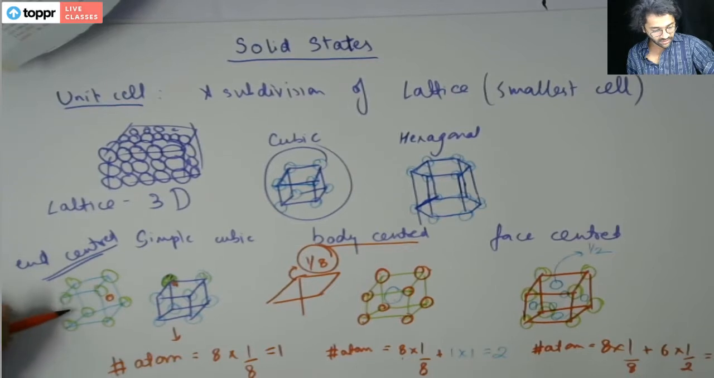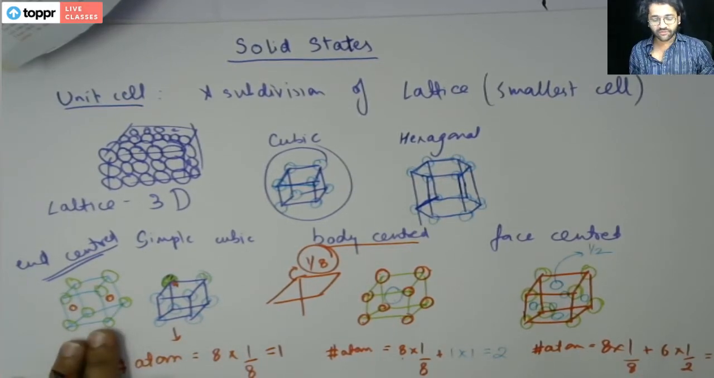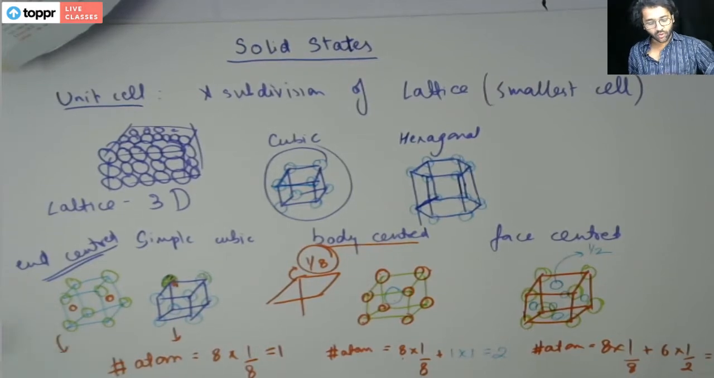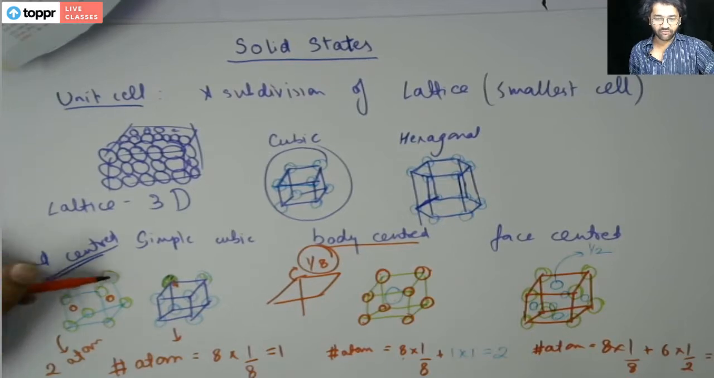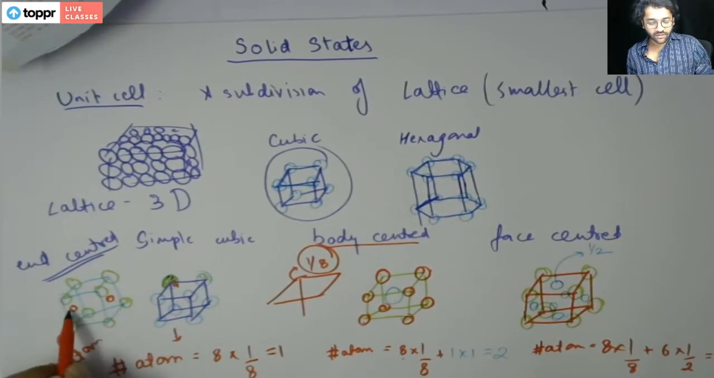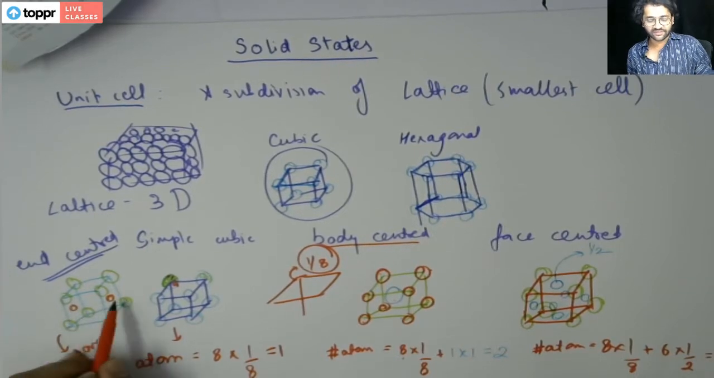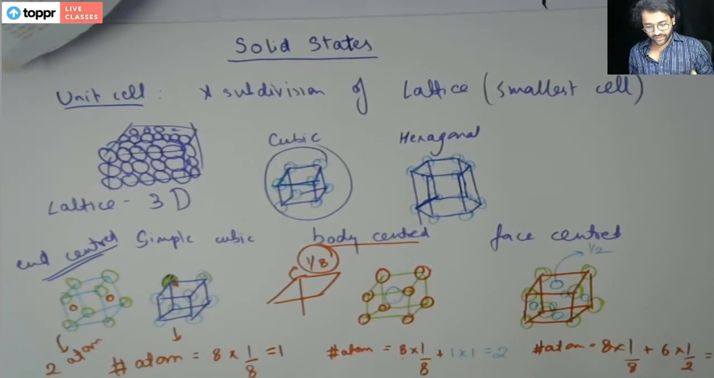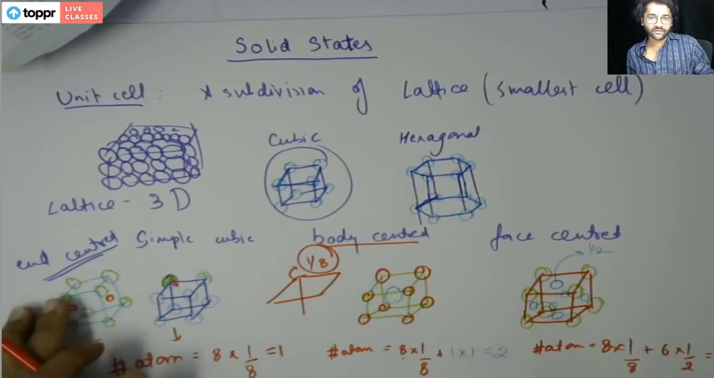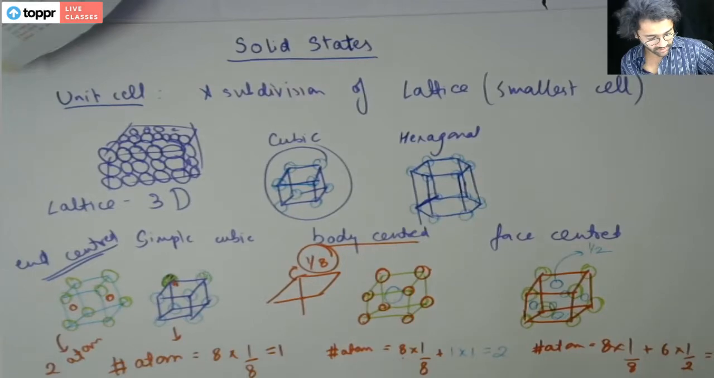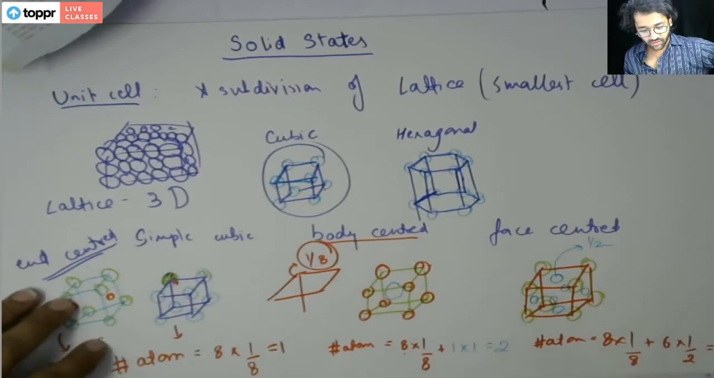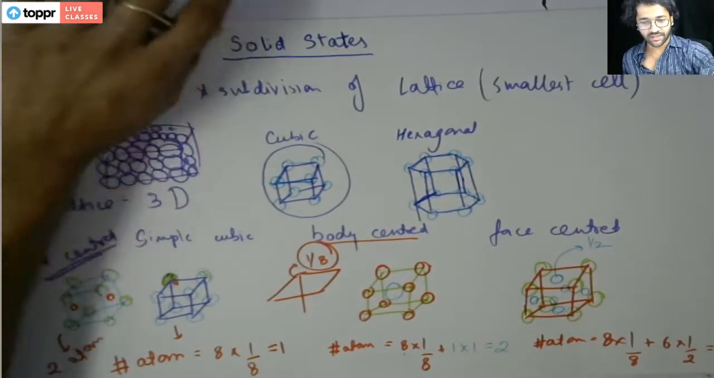So I'll just make it here and here. This kind of structure would be an end centered unit cell. So it will have a total of 2 atoms. Why 2 atoms? 1 from the corners and a total aggregate of 1 from the end faces. Alright, so total 2 atoms. This is just like body centered in terms of number of atoms, not in terms of structure. So this was about the different kinds of structures that can be formed.